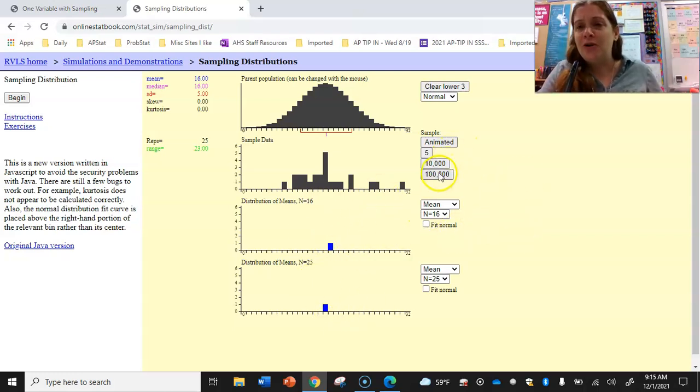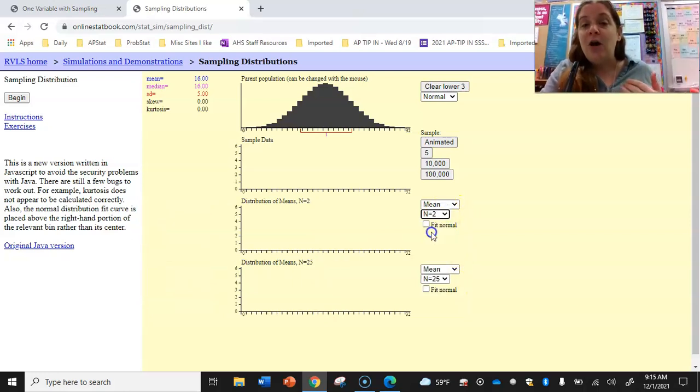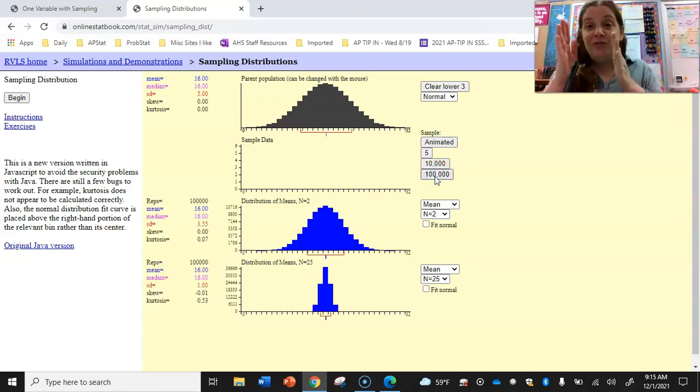So I'm going to do this over and over. I'm going to take 100,000. And what you notice is, first off, these again look approximately normal. The mean is still 16, just like the population, but the standard deviation has gotten much smaller. So if I'm talking about a sample of size 2 versus a sample of size 5, the sampling distribution for size 2 is going to have a much wider standard deviation than the sample of size 25, but the means are going to stay the same.